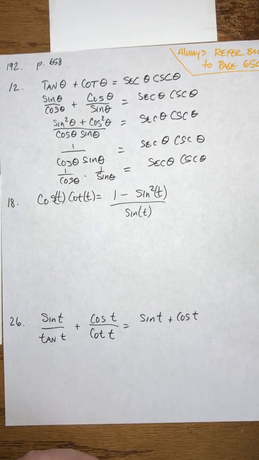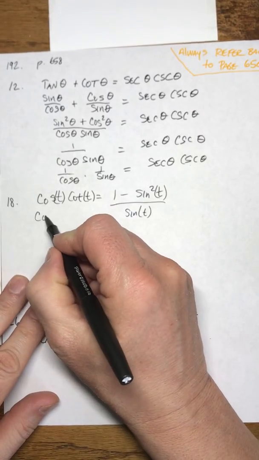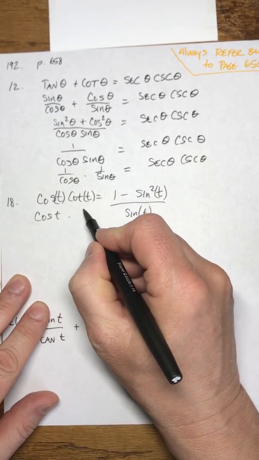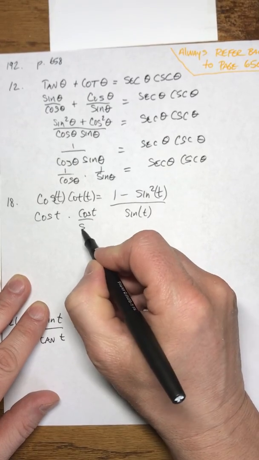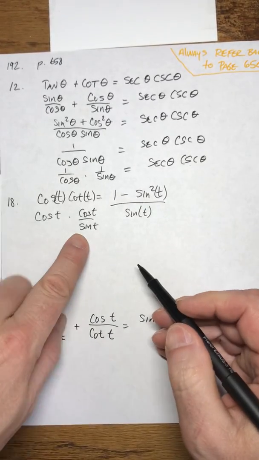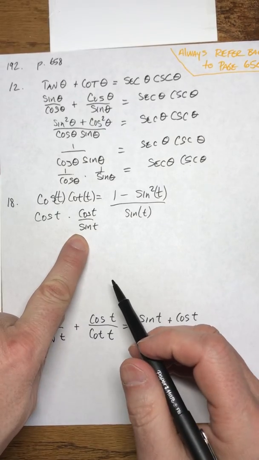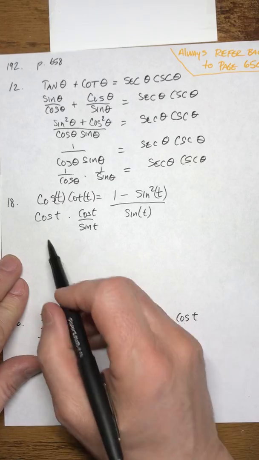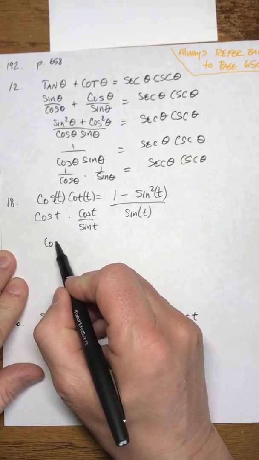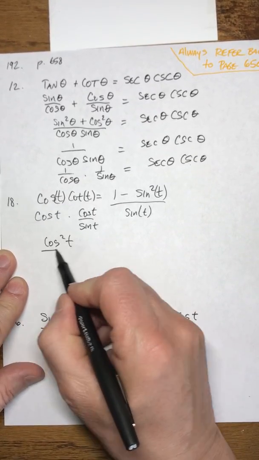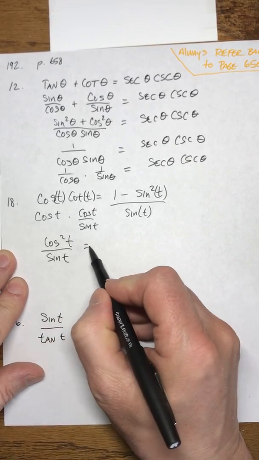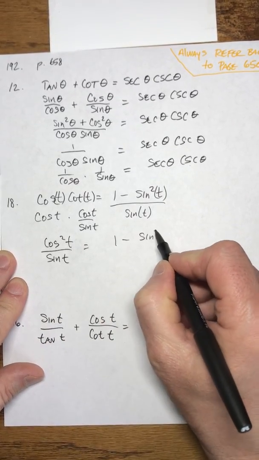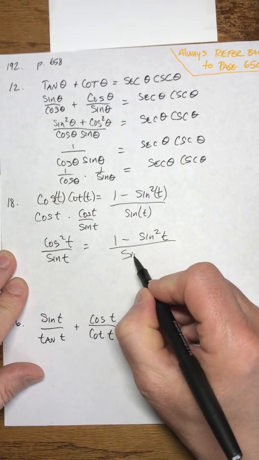The next problem is this one with a cosine and a cotangent. And we'll just try to replace those as well. So this cosine t is going to be a cosine t over sine t, since the cotangent is equal to this from page 650. Keep referring back to that page. Kind of strange that it would look like this, but a cosine squared times cosine times cosine is a cosine squared.